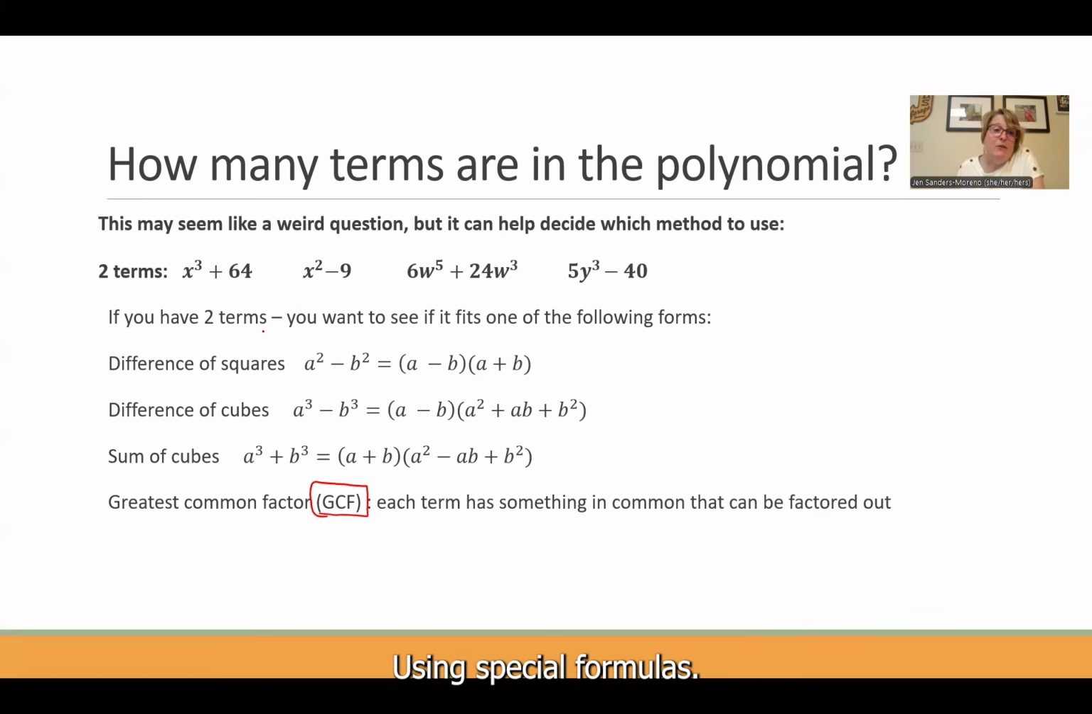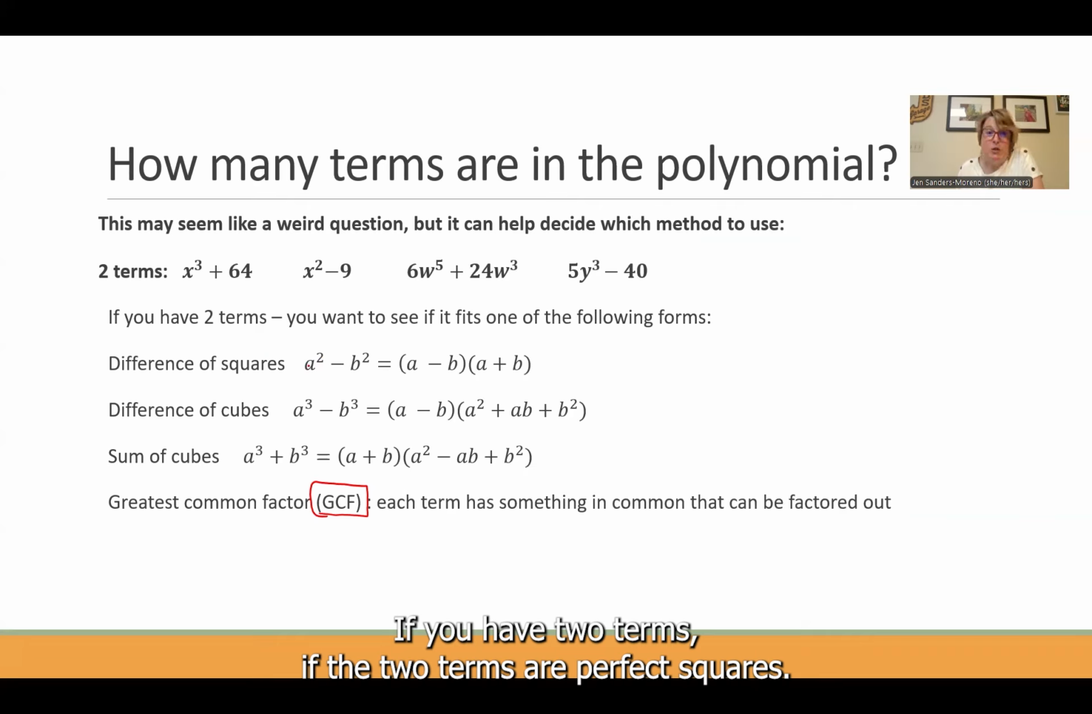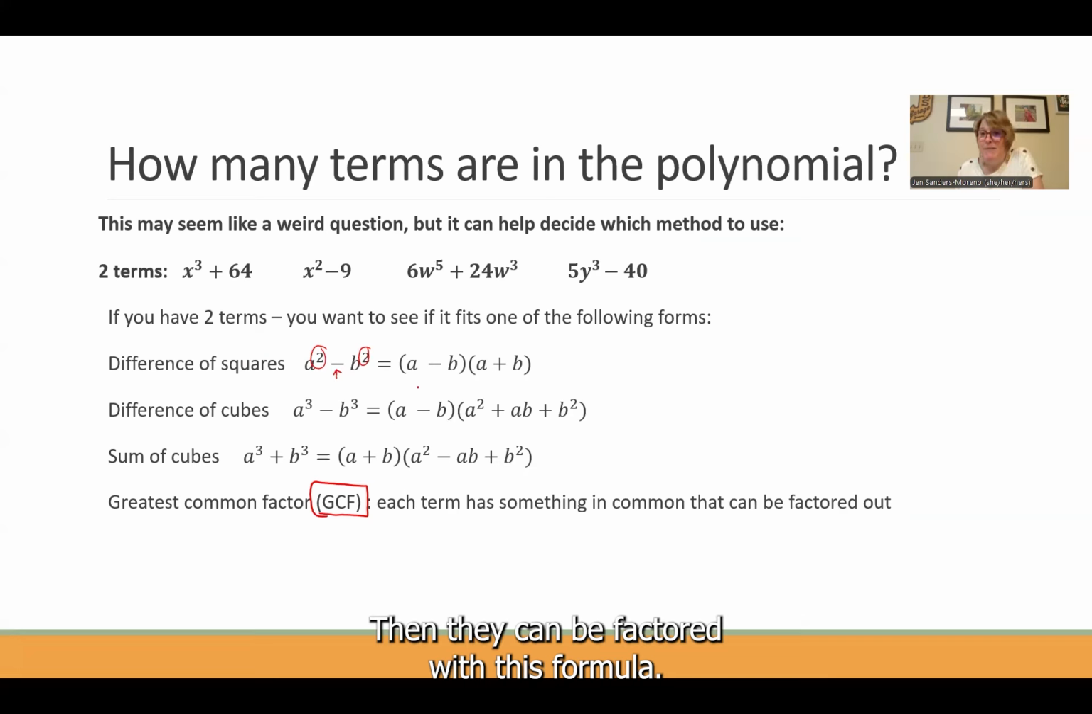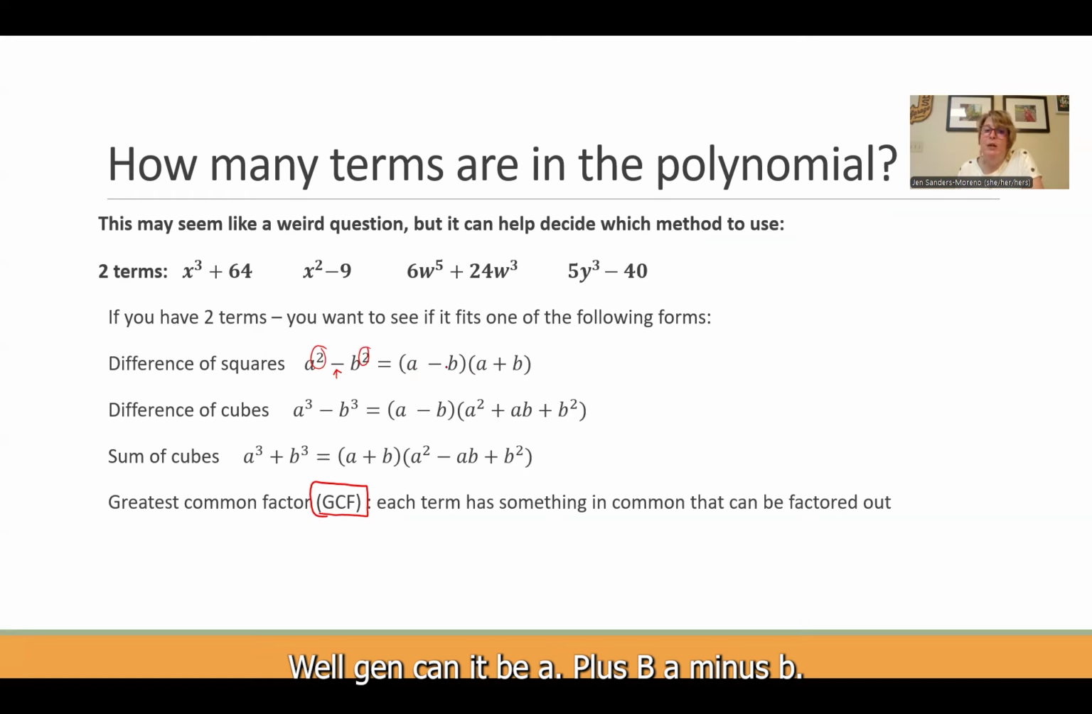Otherwise, if you're using special formulas, if you have two terms, if the two terms are perfect squares, and they're glued together with subtraction, then they can be factored with this formula. Okay, so a squared minus b squared equals (a minus b)(a plus b). Okay. Now, for those of you who are thinking, well, Jen, can it be (a plus b)(a minus b)? Yeah, it can. Okay. All right.